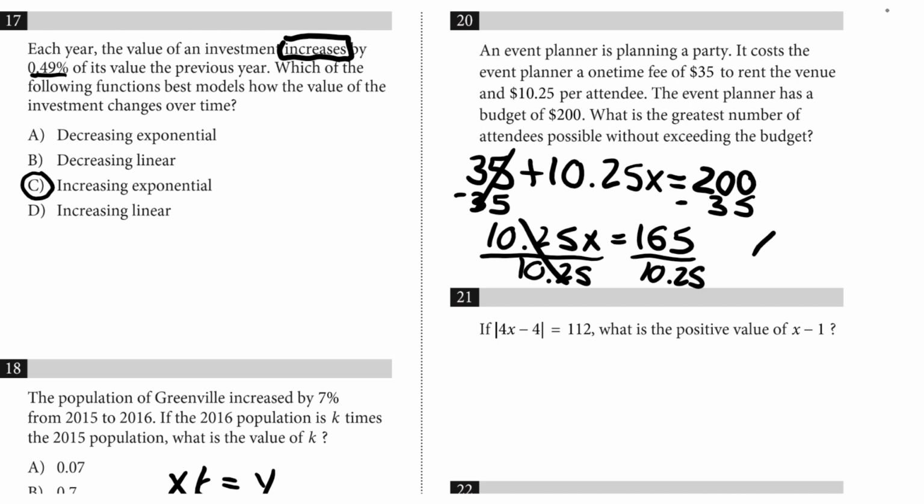And this will give us x equals, and then 165 divided by 10.25 gives us 16.1. Since we can't have 0.1 of a person, we have to round down, which tells us that the greatest number of attendees possible is 16 people.